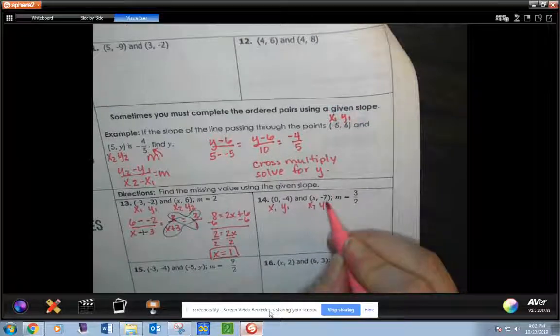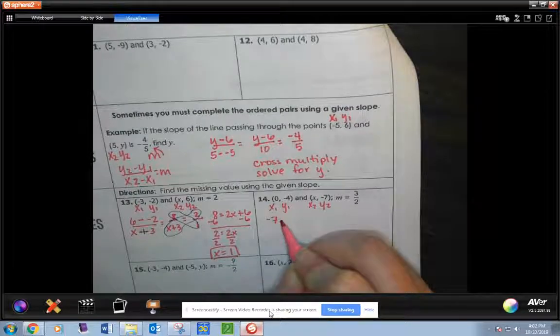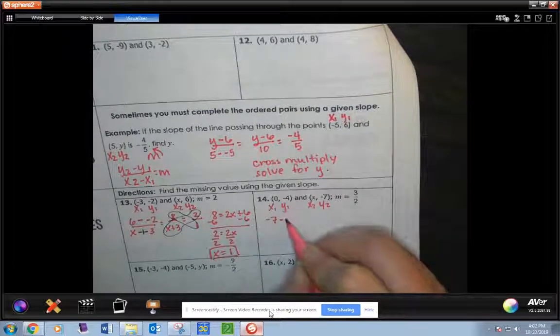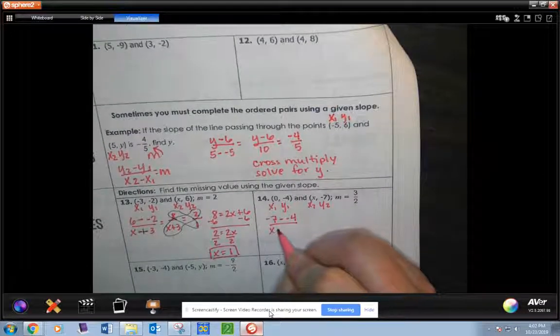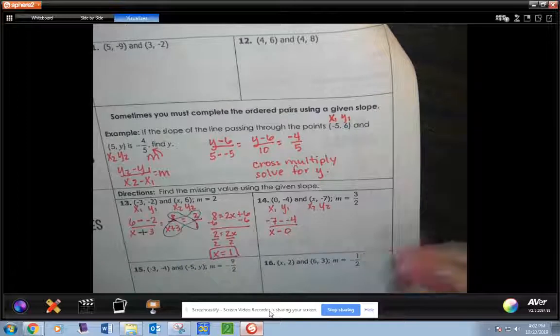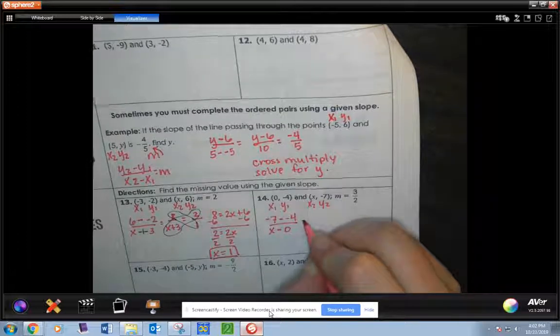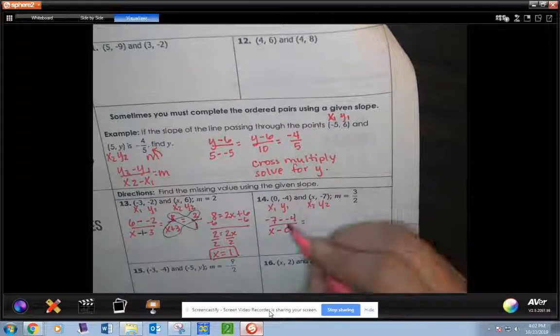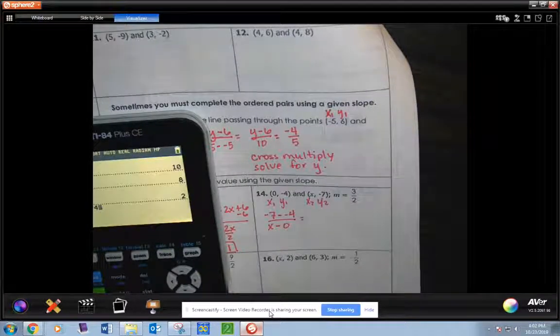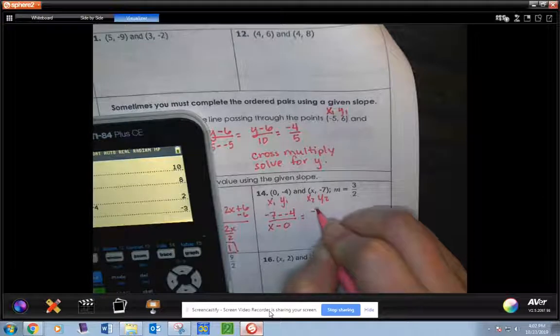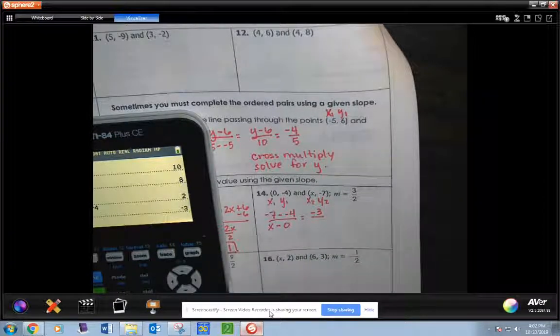Okay, I'm going to start off with y2, which is negative 7, minus my y1, which is negative 4, over my x2, which is x, minus 0. From here, I'm going to simplify what I can. So negative 7 minus negative 4 becomes negative 3.